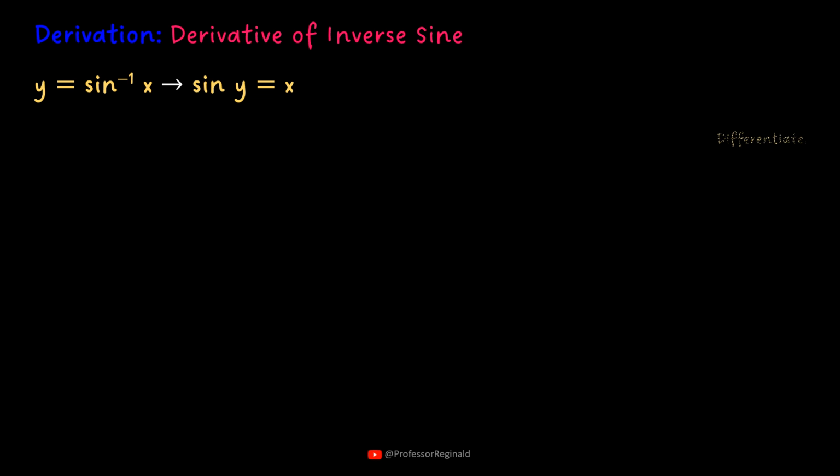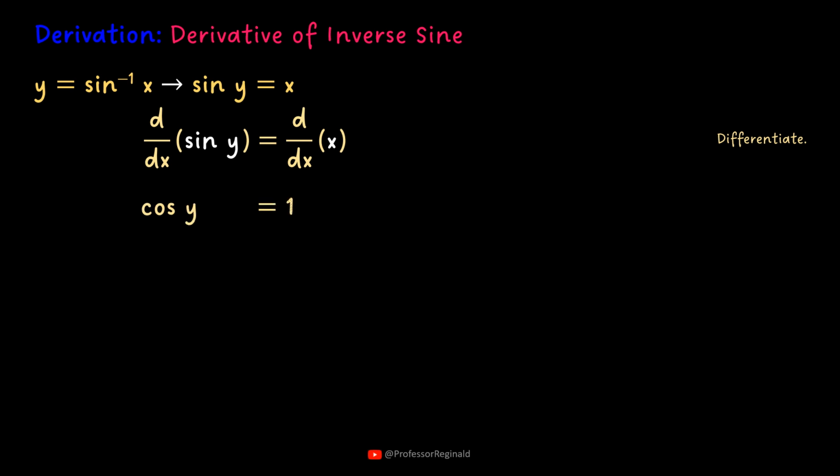Derivation of the derivative of the inverse sine function. Let y equals the inverse sine of x, which means that the sine of y is equal to x. Take the derivative with respect to x of each side of the equation. The derivative of the sine of y is cosine of y.